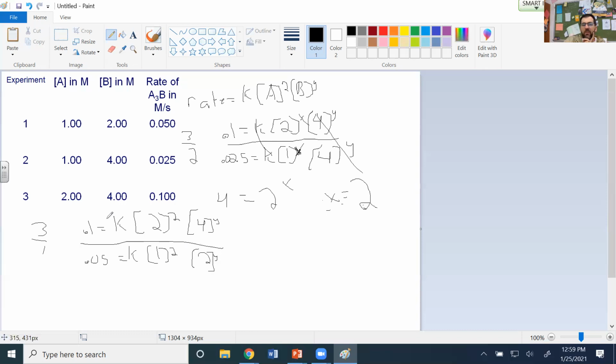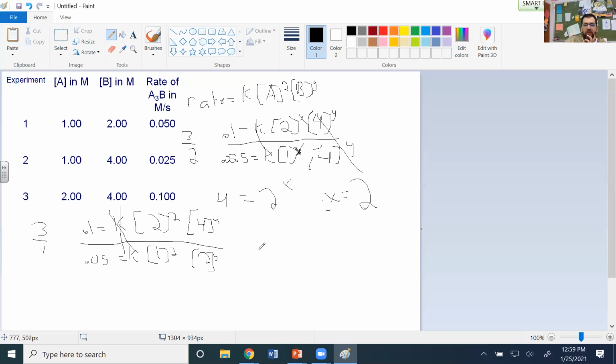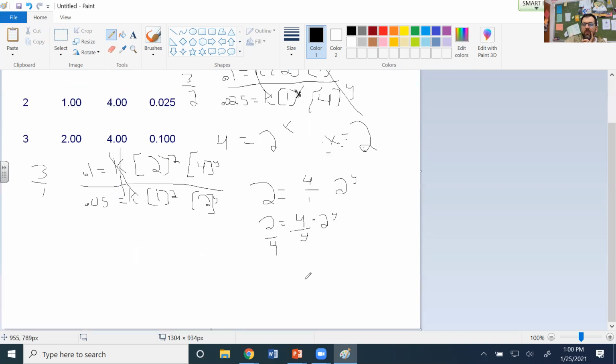So I don't have as much that cancels out this time. The only thing that cancels is K. These do not cancel, so I need to simplify this out. Now I'm left with 0.1 divided by 0.05, which is 2. So 2 equals 4 over 1, and then 2 to the Y power. So 2 equals 4 times 2 to the Y power. I'm going to divide each side by 4, and I'm left with 0.5 equals 2 to the Y power.